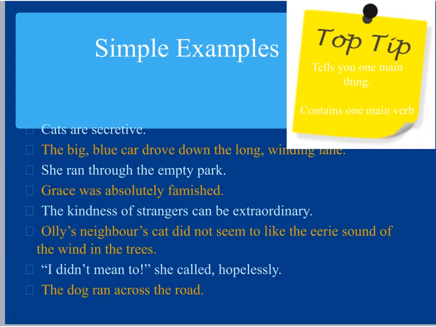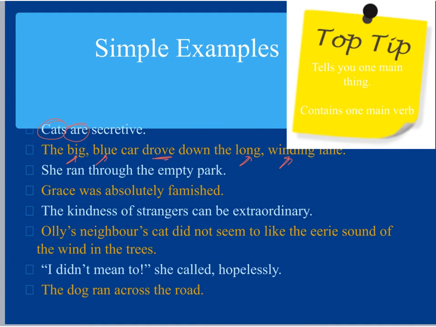So these are all examples of simple sentences. Cats are secretive. You've been told one thing about cats, it's a complete idea. You've got the verb in there, are, you've got a subject. The big blue car drove down the long, winding lane. Now we've added a few more adjectives. But it's one idea. It's about a car driving down a lane.